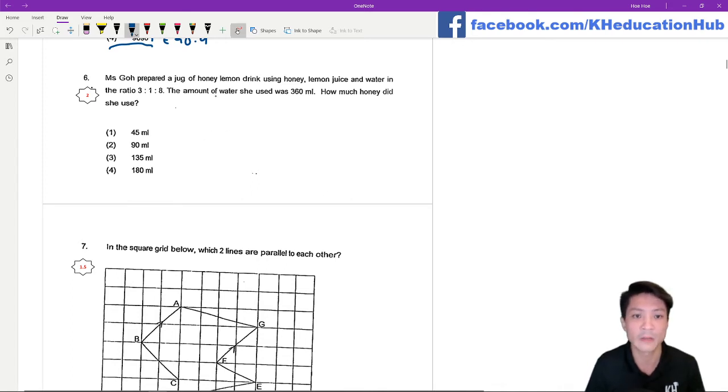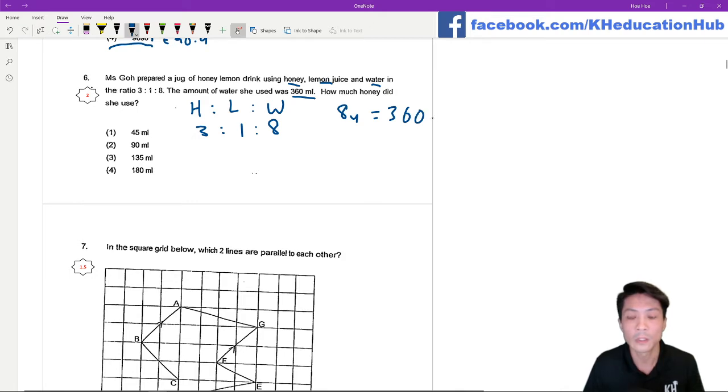Mrs. Go prepared a jug of honey lemon drink using honey, lemon juice, and water, in the ratio of 3:1:8. I'm going to write down the ratio. Honey is to lemon is to water will be 3:1:8. The amount of water she used was 360 ml, which means that over here 8 units is going to be equal to 360 ml. We're going to find what is 1 unit. 1 unit is going to give me 45 ml.